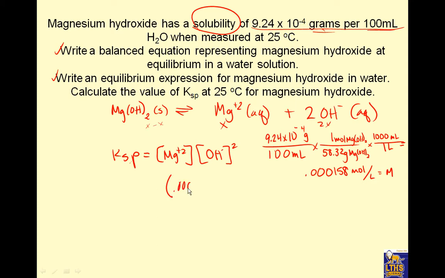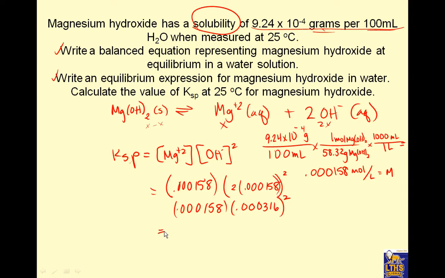So the magnesium is 0.000158, and the hydroxide is 2 times 0.000158, but we also have to square that to get KSP. So you plug that into the calculator: 0.000158 times 0.000316, because that's 2 times that, and then you square that. When you do all that math, you get that the KSP for this magnesium hydroxide at this temperature is 1.58 times 10 to the -11, okay?